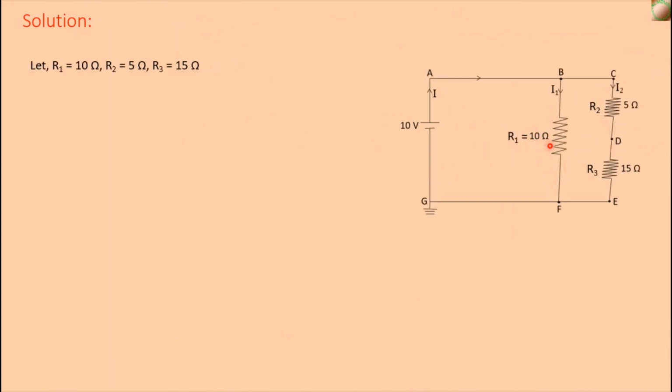Consider the 10 ohm resistance as R1, so R1 is equal to 10 ohm. This resistance is R2, that is R2 is equal to 5 ohm, and this resistance is R3, R3 is equal to 15 ohm. Now we will determine the equivalent resistance of these three resistances. Here the R2 resistance and R3 resistance are connected in series. It is a series combination of R2 and R3.